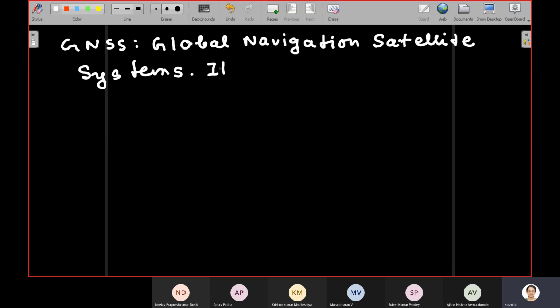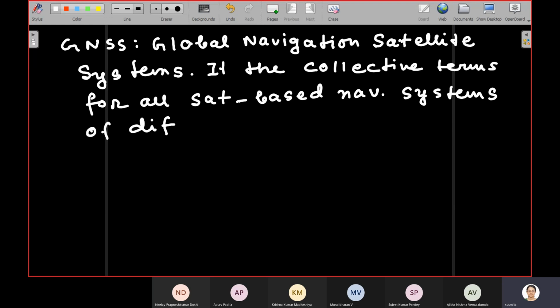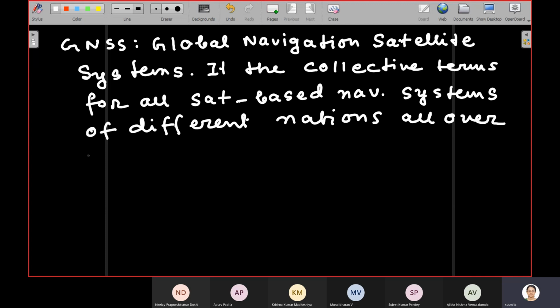So it is the collective term for all satellite-based navigation systems of different nations all over the world.